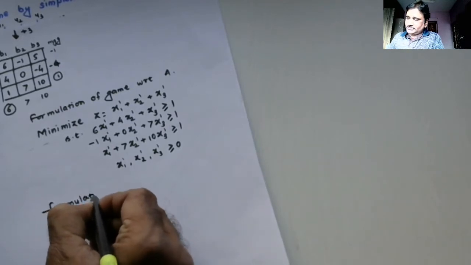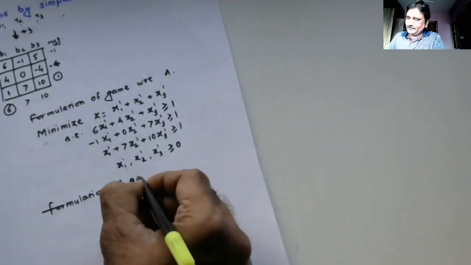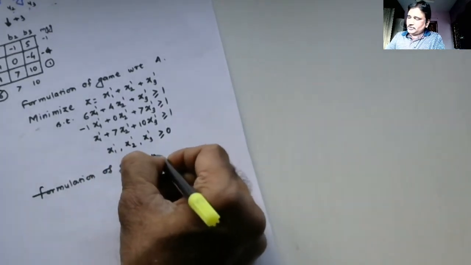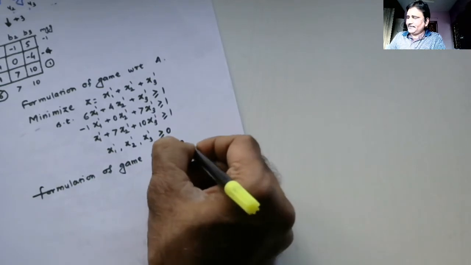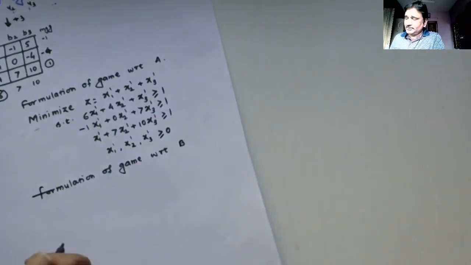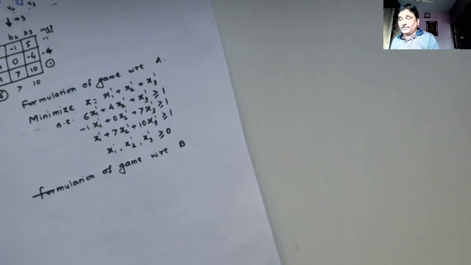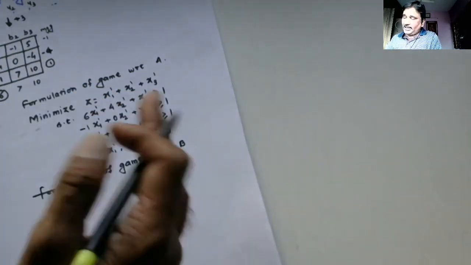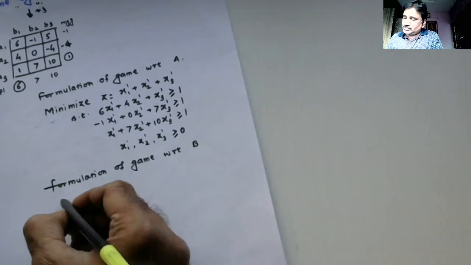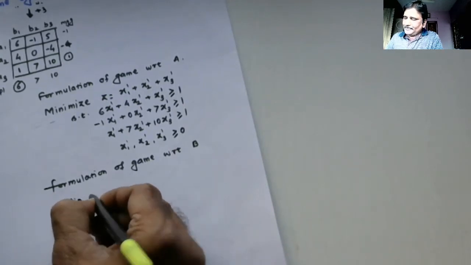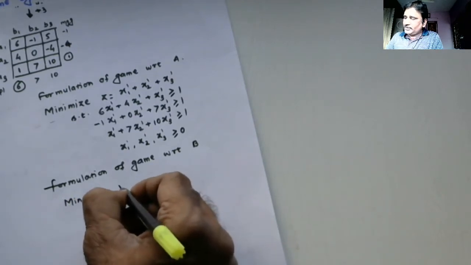Formulation of the game, that is, for player B. So obviously for player B, it is minimization of game value. So the objective function initially will be minimize z dash equal to V. And your constraints will be initially like 6y1 minus y2 plus 5y3 less than equal to 1. Now I will be doing the complete formality of the formulation. So for B, it will be minimize z dash equal to game value.